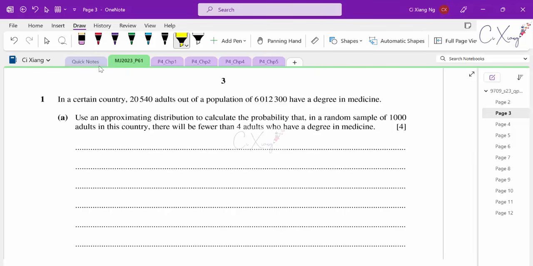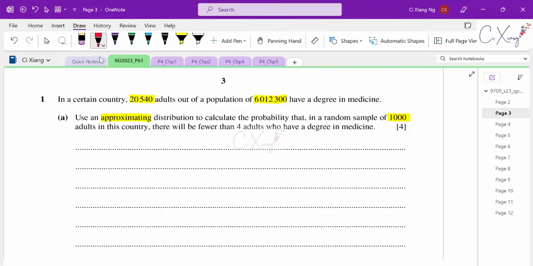Okay, we have in a certain country, there's this number of adults out of a population of this have a degree in medicine. All right, so we know that this is something like X over the total of the population, and we can actually get the proportion or the percentage of the adults with a degree in medicine for this country. And then for part A, they are saying: use an approximating distribution. So the keyword is approximating, to calculate the probability that in a random sample of 1,000 adults in this country, there will be fewer than 4 adults who have a degree in medicine.